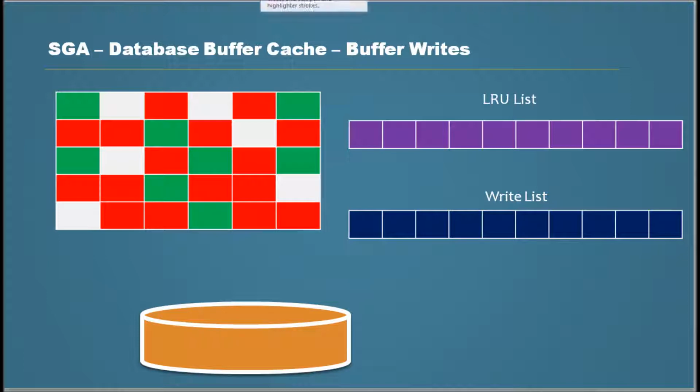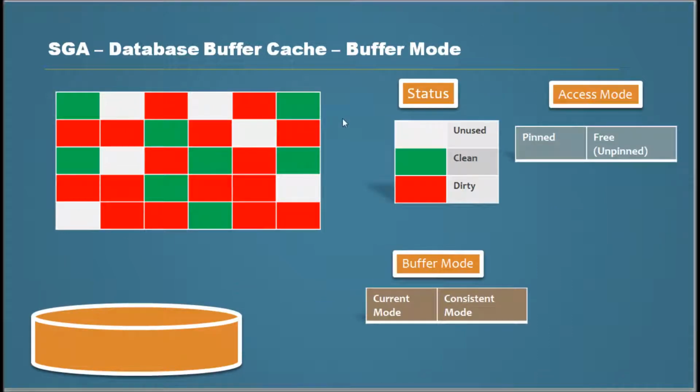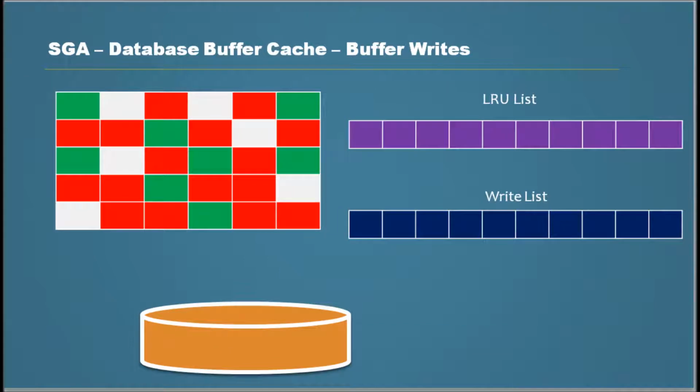Let's continue to look at the SGA database buffer cache. We've been talking about the status of the database blocks and how they are accessed, in which mode they are accessed. Now let's talk about when the data gets written to the disk.